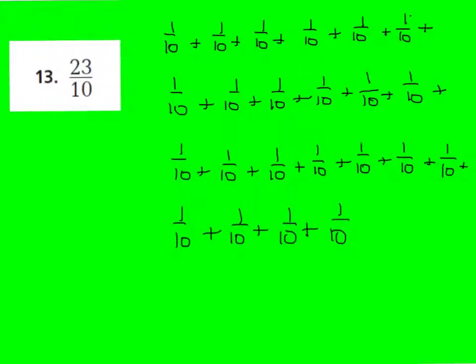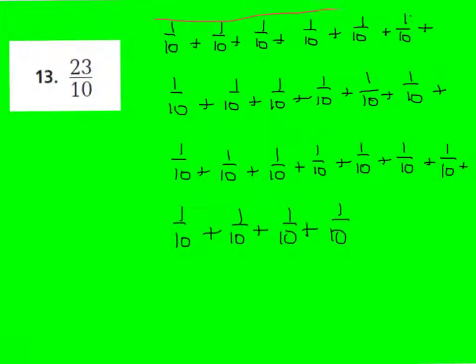All right, for number 13, it's 23/10. So I have 23 groups of tenths because my sum of unit fractions would be 1/10 plus 1/10 plus 1/10, and you're going to do that 23 times. Now I want to see how I can change this to a mixed number, so we have to create our wholes again. My whole would be 10/10. So I need to group 10/10.